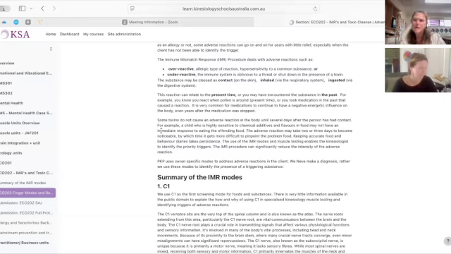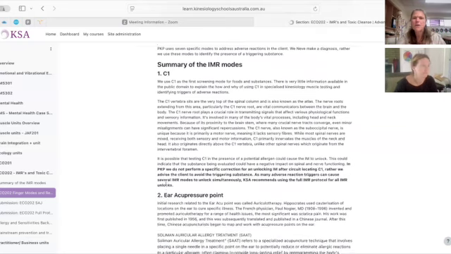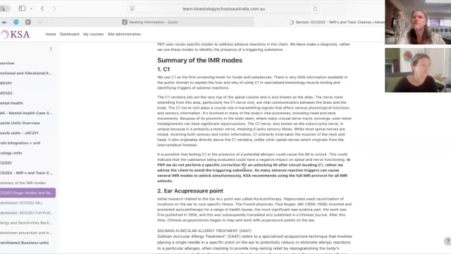There are 7 specific modes that PKP uses to address the IMR response. We never make a diagnosis. Rather, we use the modes to identify the presence of the triggering substance, and then we use them to clear. Now, we've already learned about C1, and there's a bit of a summary there that you can have a read of later, but we don't perform specific correction for an unlocking C1.